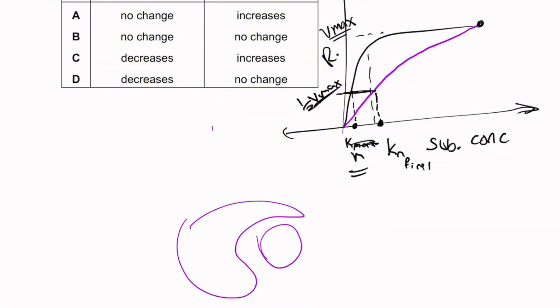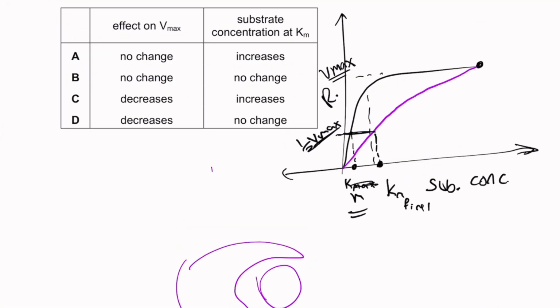We still reach the Vmax, so the Vmax does not change, but the Km will increase. And you have to remember that once affinity decreases, that means Km increased. And in the case of a competitive enzyme inhibitor, nothing happens to the Vmax. So no change and increase.